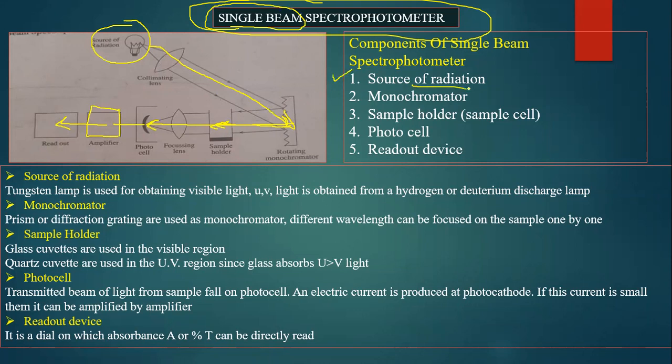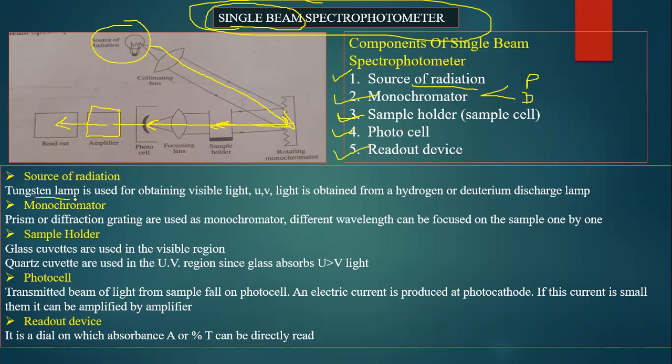A source of radiation is required in this technique. Monochromator: as I told you, two monochromators are there, prism and diffraction grating. Depending upon the requirement we can use either. Then the sample holder is there. Then the photocell is there, which we have studied in the last lecture, what the photocell is and what it is made up of. And the readout device is there.